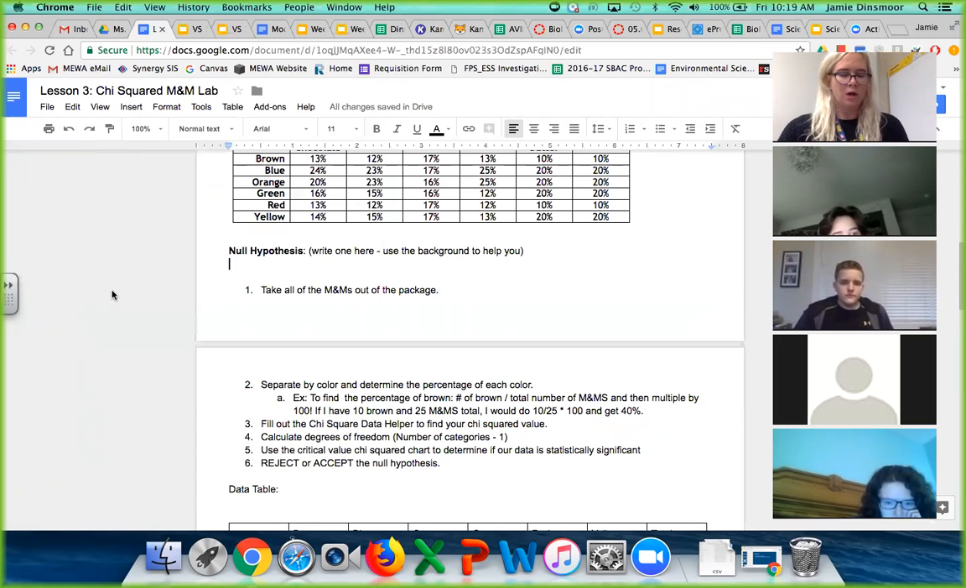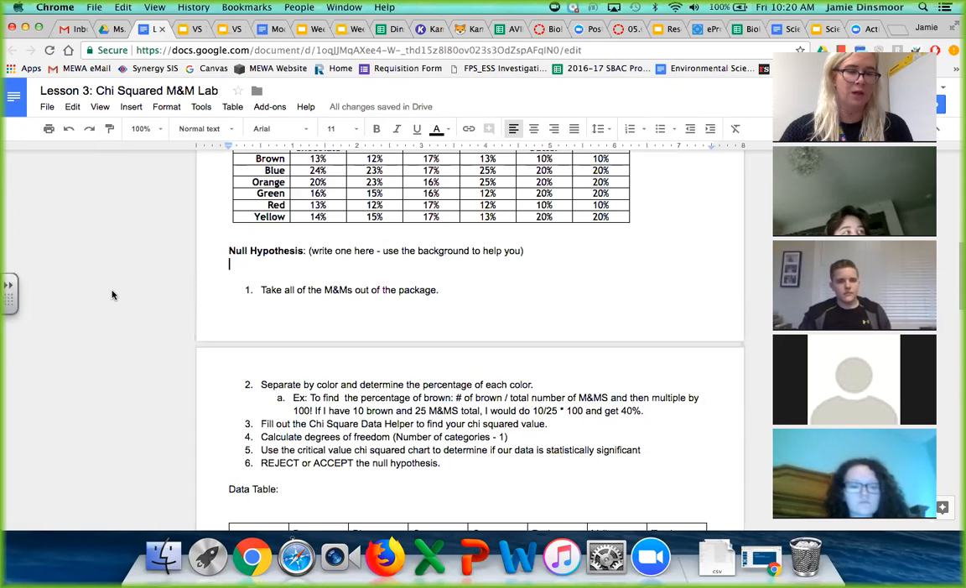Okay, so if you have a calculator on your phone, right, you want to use the calculator on Google, that's fine. Right now we're going to calculate the percentages for all of our M&Ms. If you have your own M&Ms, obviously do it for your own. If you don't have your own M&Ms, then do it for mine, and we will compare our data.